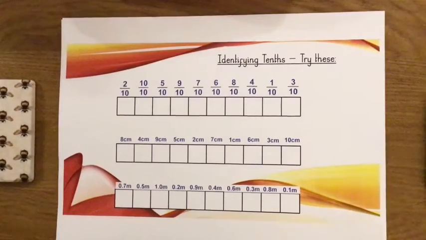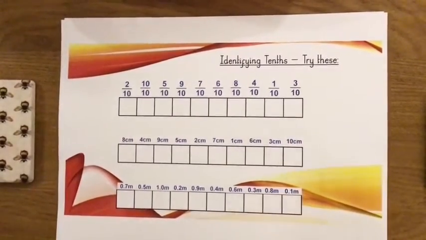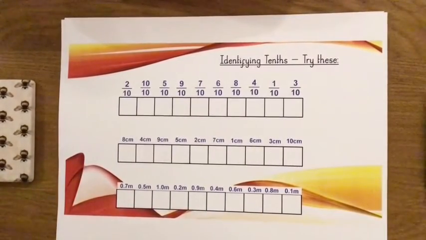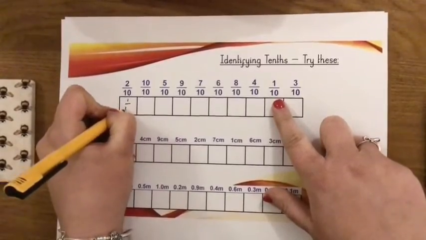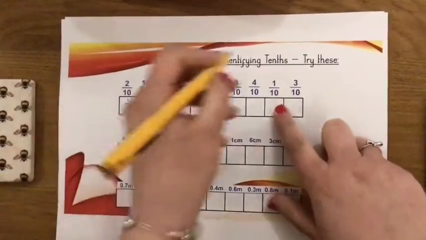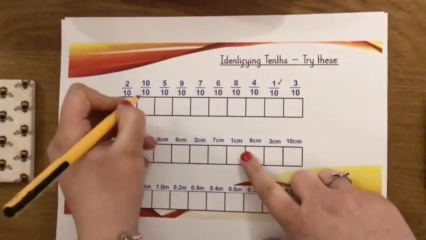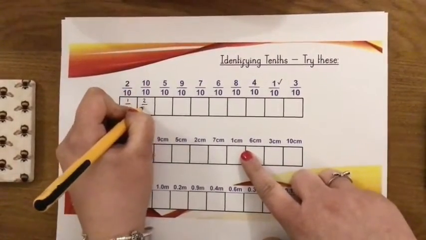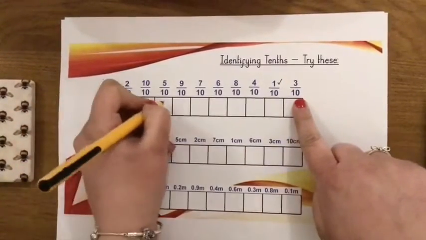Let's see what you've got then. So, having a look at this first example here, I wonder if you spotted which fraction comes first. Yes, it's 1/10. Okay, I'm just going to put a little tick by that to show that I've done it. And then next would be 2/10, followed by 3/10.